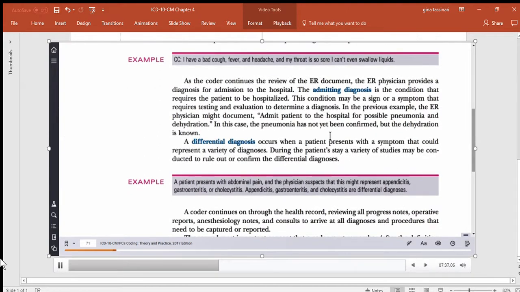The S in the SOAP note is the subjective portion of the note. That is when the doctor and the patient are discussing the review of systems and the history of the present illness. Now, when I say review of systems, I do not mean that in the sense of the exam. That is the review of systems that they're talking about.